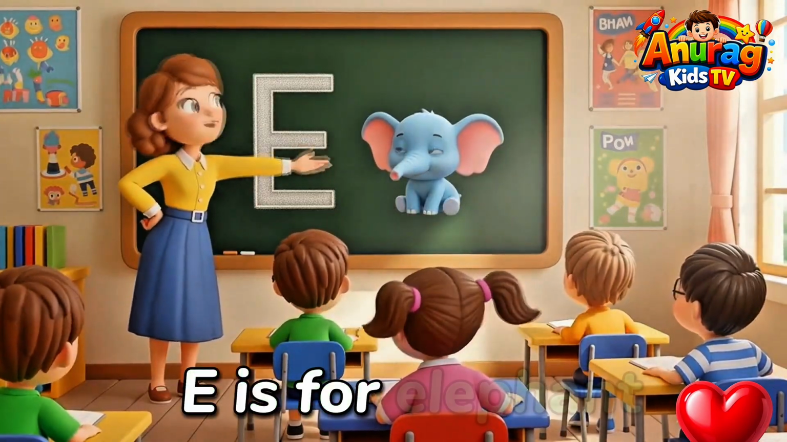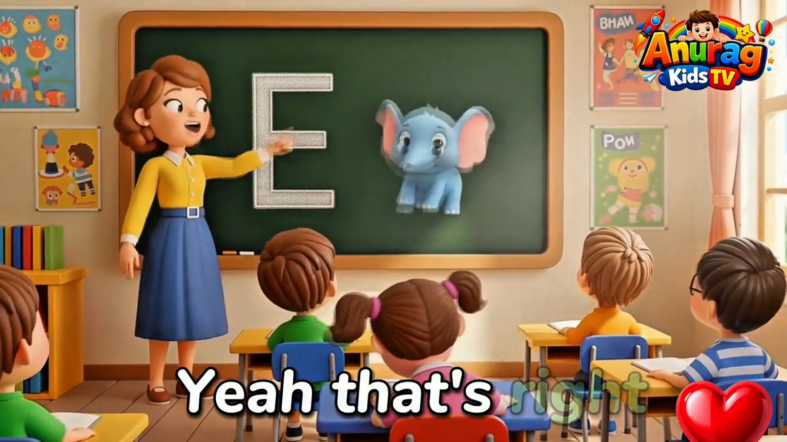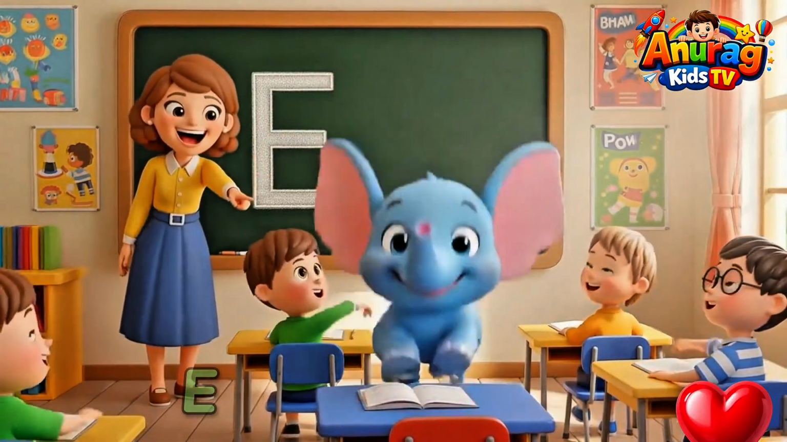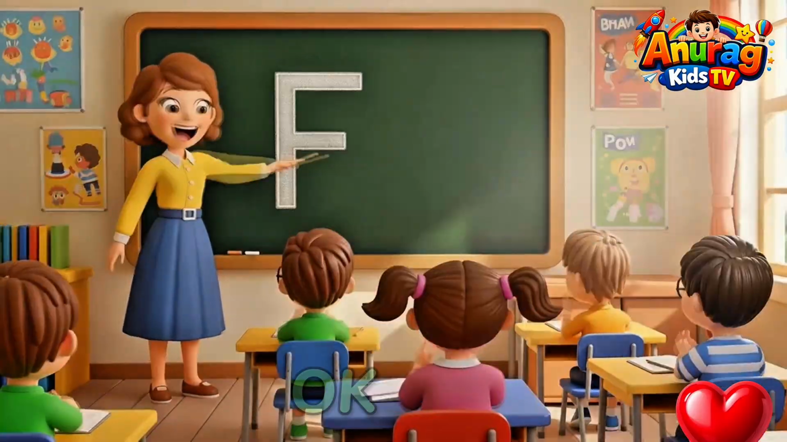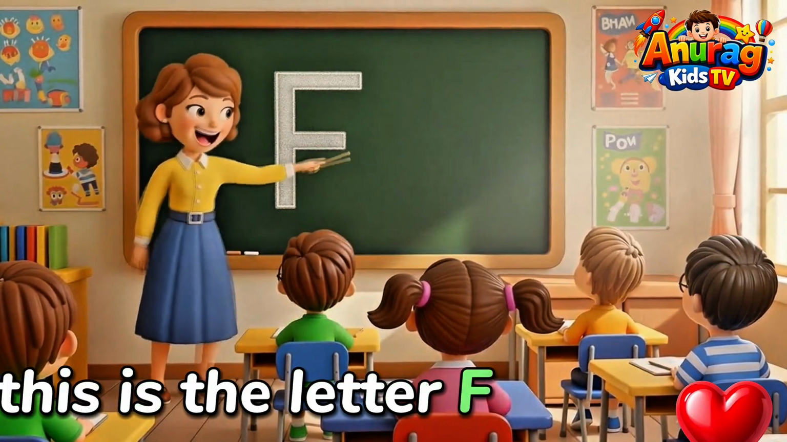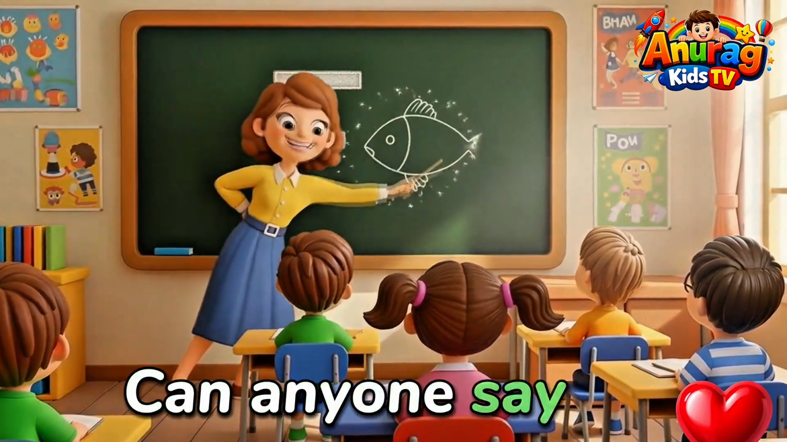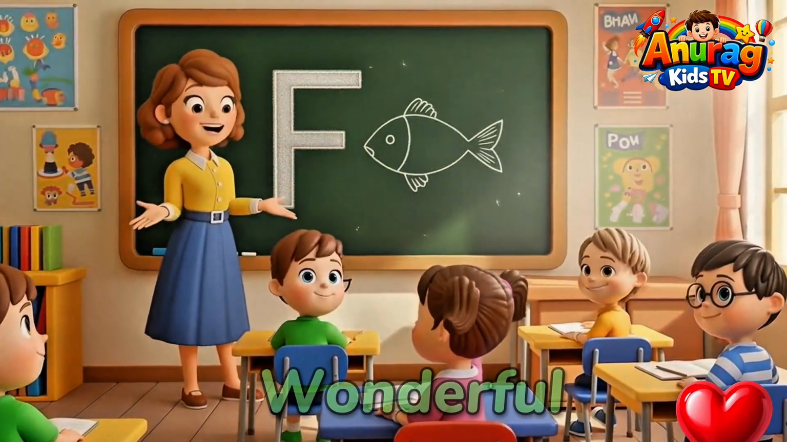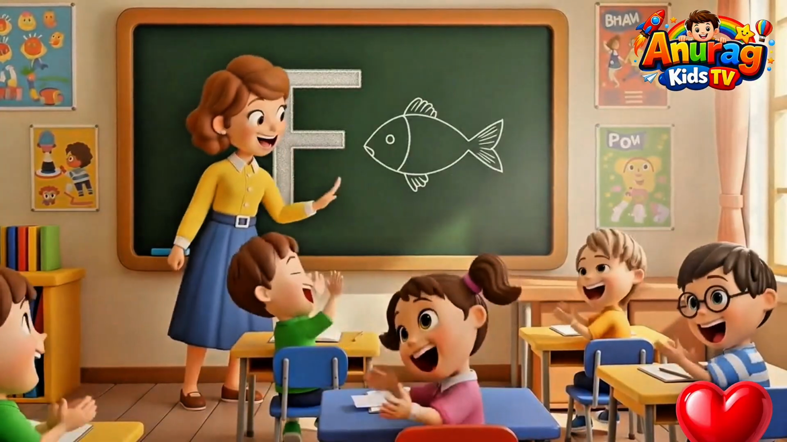E is for elephant. That's right. Let's all say it together. E is for elephant. Great. Okay, class, this is the letter F. F is for fish. Can anyone say that? F is for fish. Wonderful. Let's draw a fish.